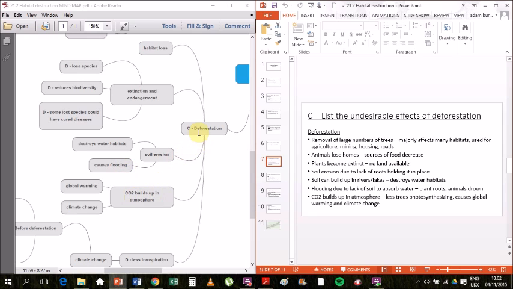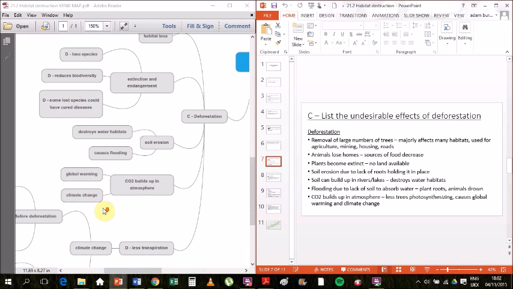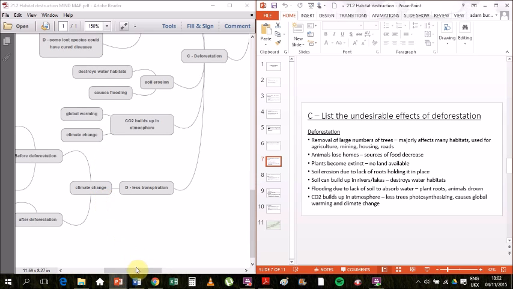CO2 builds up in the atmosphere because you've got no trees taking in the CO2 because they've all gone, which can cause global warming because CO2 is a greenhouse gas and it absorbs heat energy from the sun, and that can cause climate change, which is where the weather in a certain area changes, but that can have massive effects on the crops you can grow and different things like that.